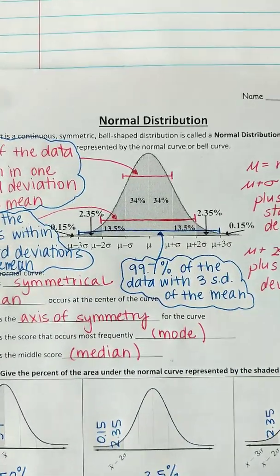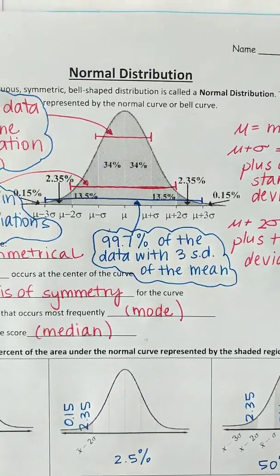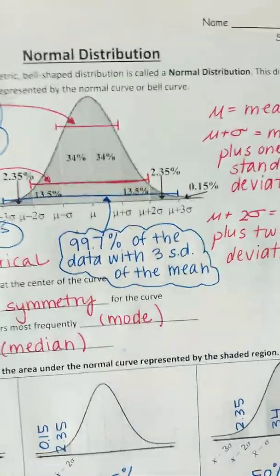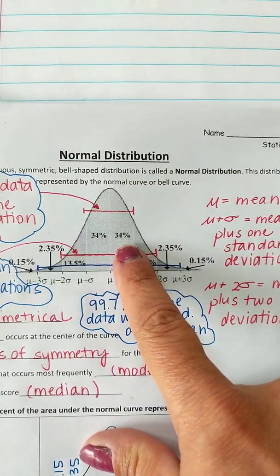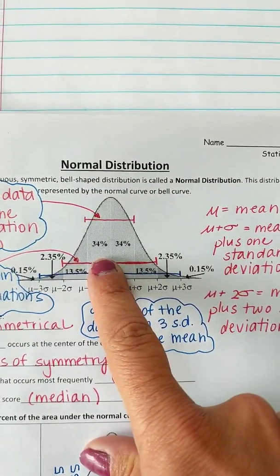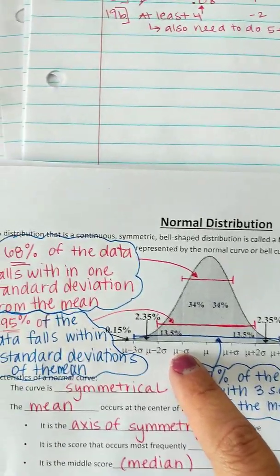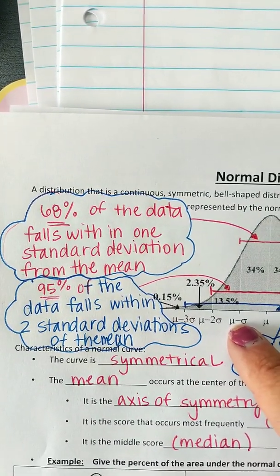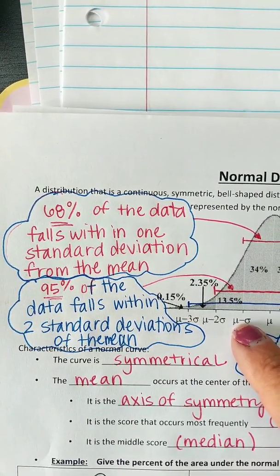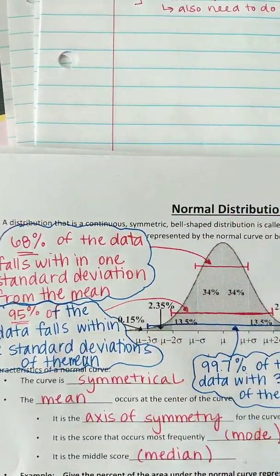Now, there are certain percentages that always apply to normal distributions that we can use to solve problems. 34% of the data falls between the mean and one standard deviation above it. Another 34% falls between the mean and one standard deviation below it. That tells us that 68% of the data falls within one standard deviation of the mean, because we have one standard deviation above and one below.